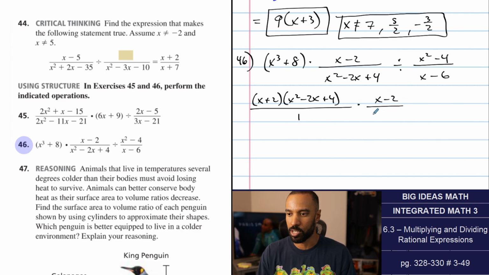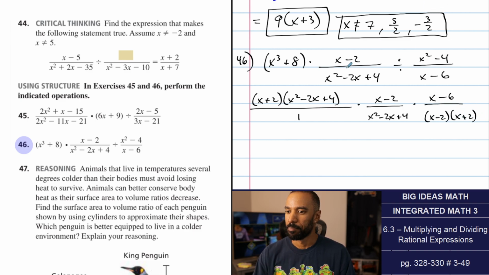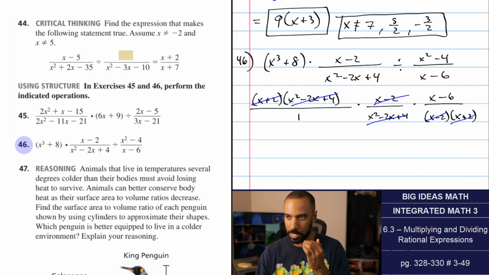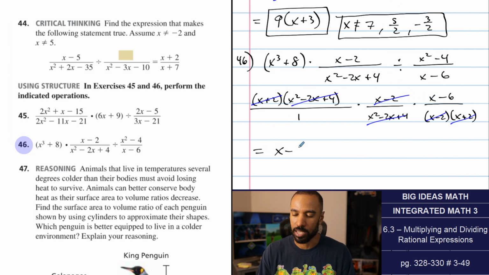This is still the same as it ever was. And this multiplies by, this is x minus 6 on top now. And on bottom, factored is a difference of 2 squares, x minus 2 times x plus 2. Okay. X squared minus 2x plus 4's are gone. X minus 2 here's are gone. X plus 2's are gone. You're left with x minus 6 all over 1, which is x minus 6.